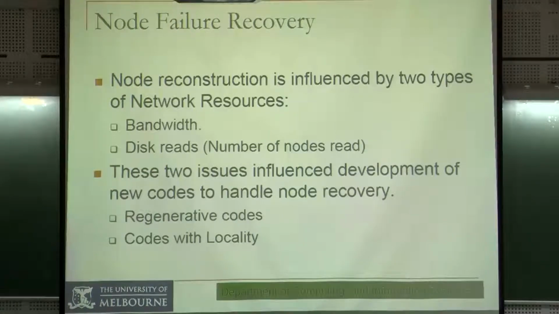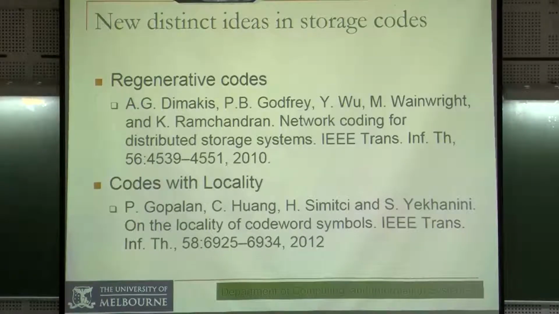So regenerative codes come with the property that I mentioned in that example, where the individual nodes can send some information in a way that helps to reconstruct in a more efficient manner. And the second one is codes with locality, where when certain things go down, you contact a minimum number of nodes to repair a particular node without really going into the structure of the entire node. These are 2 important distinct ideas in storage.